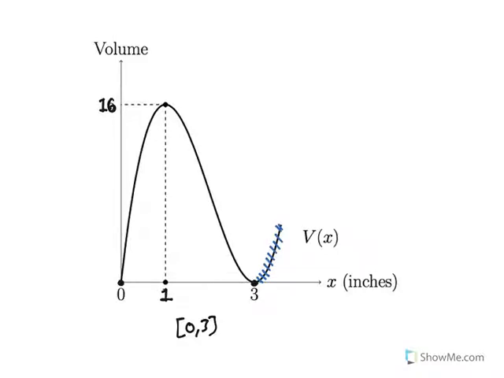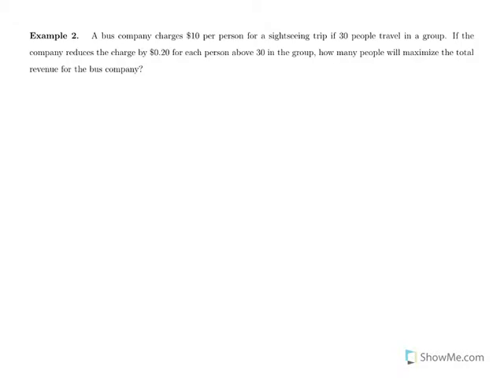All right, let's do a much different problem. A bus company charges $10 per person for a sightseeing trip if 30 people travel in a group. If the company reduces the charge by 20 cents for each person above 30 in the group, how many people will maximize the total revenue for the bus company?